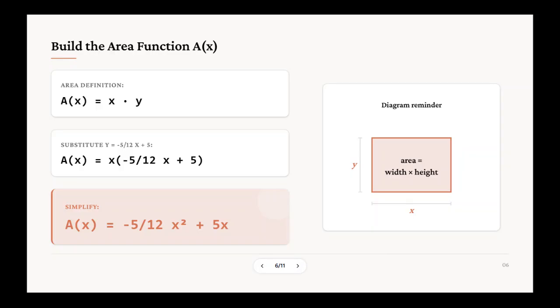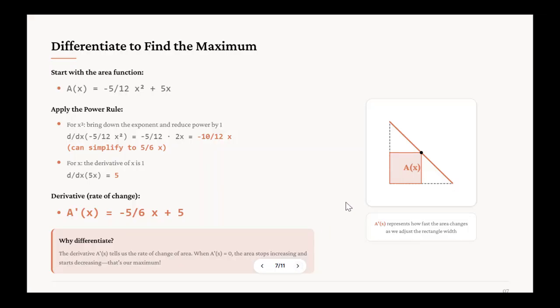Now, before we actually do any math, let's look at the logic on slide 7. We have our area function, A(x) is equal to negative 5 over 12 x squared plus 5x. This isn't just a random equation. It's like the story of growth and decay.